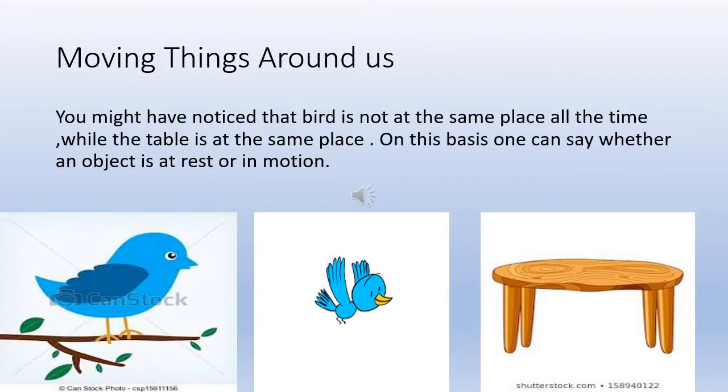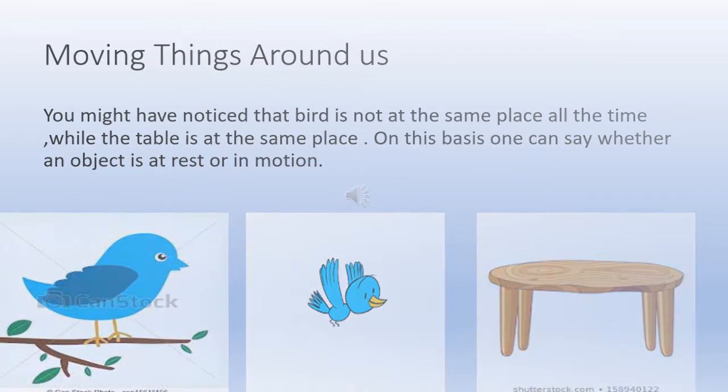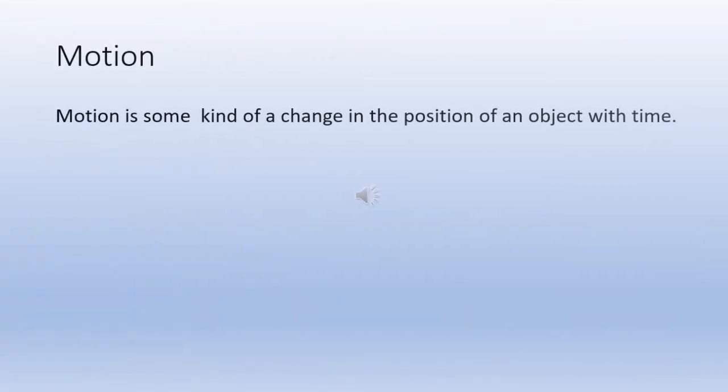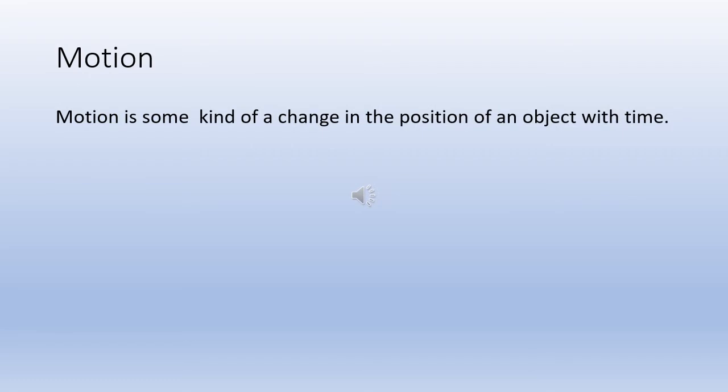You might have noticed that the bird is not at the same place all the time, while the table is at the same place. On this basis, one can say whether an object is at rest or in motion. Motion. Motion is some kind of a change in the position of an object with time.